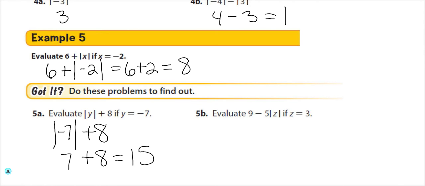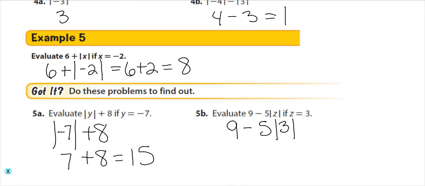All right, the next one, let me read it to you first, and if you had a little bit of trouble after I read it to you, I think you'll understand now what you're supposed to do. So let's take a look. So it says evaluate 9 minus 5 times the absolute value of z if z equals 3. I'll read that again. Evaluate 9 minus 5 times the absolute value of z if z equals 3. All right, so let's plug that in. So if you have a little difficulty, go ahead and pause it and try solving it now that you know that it means times.